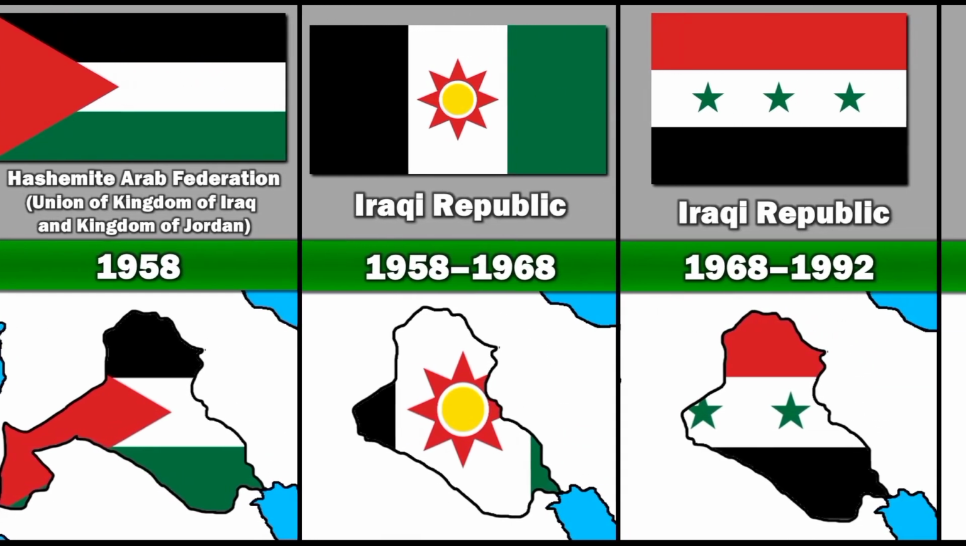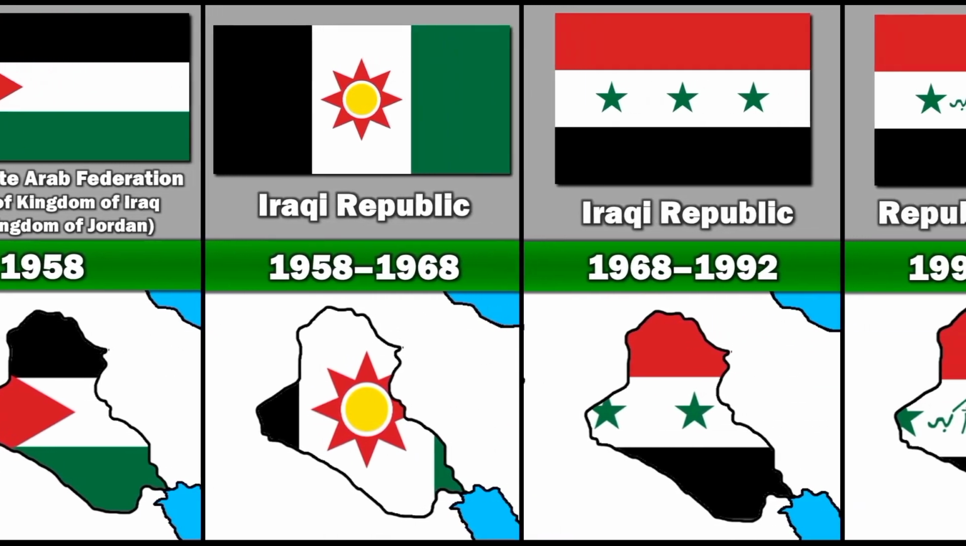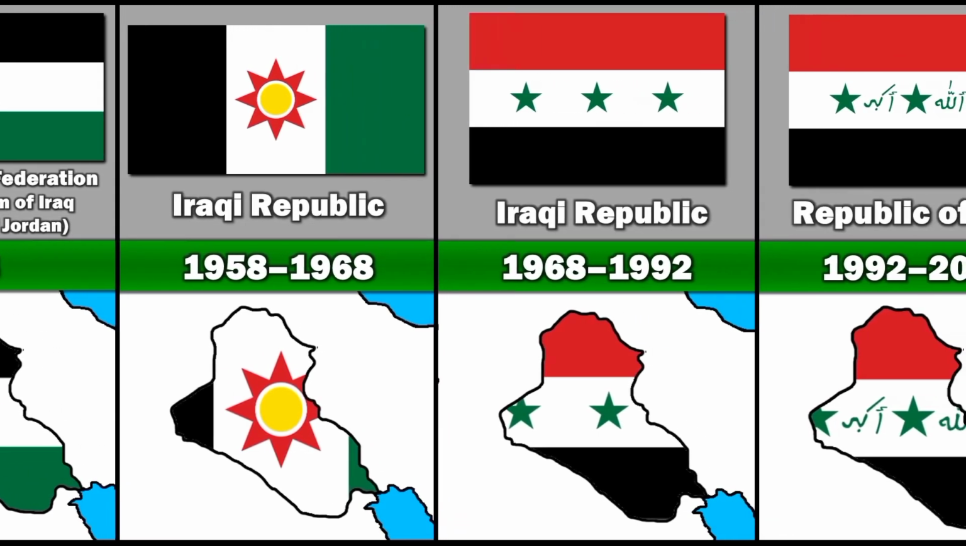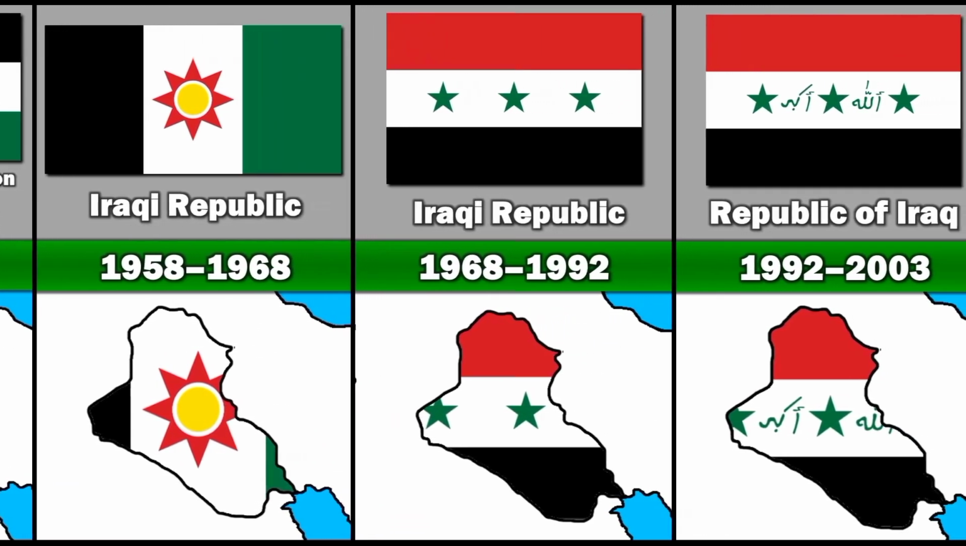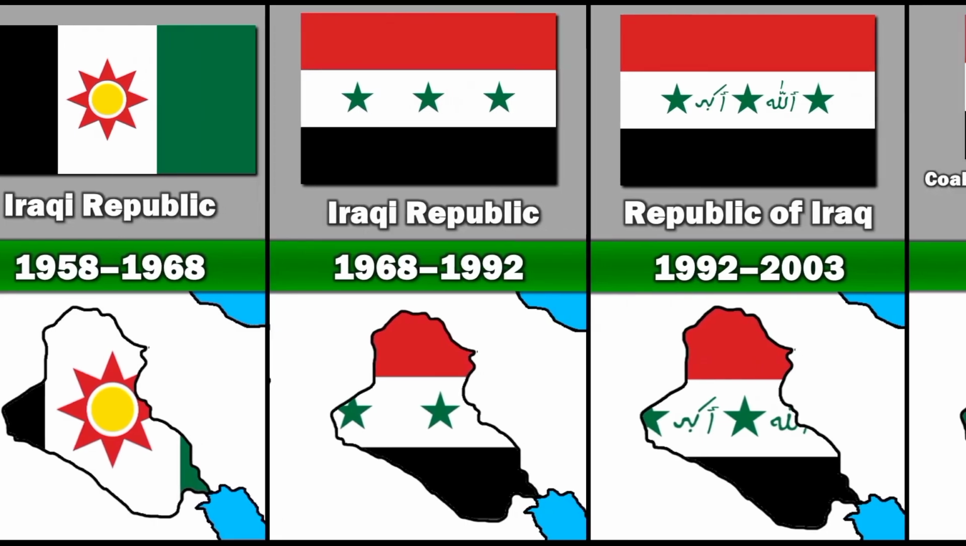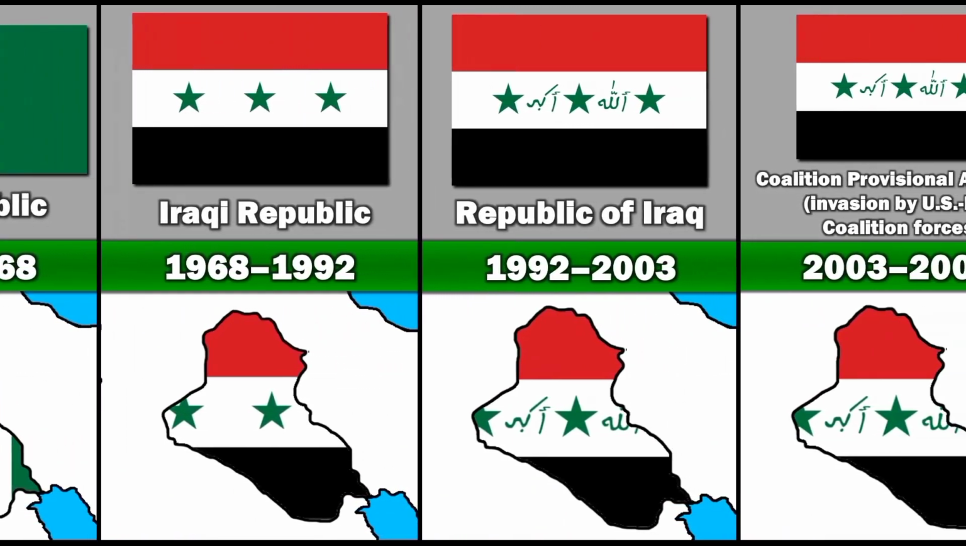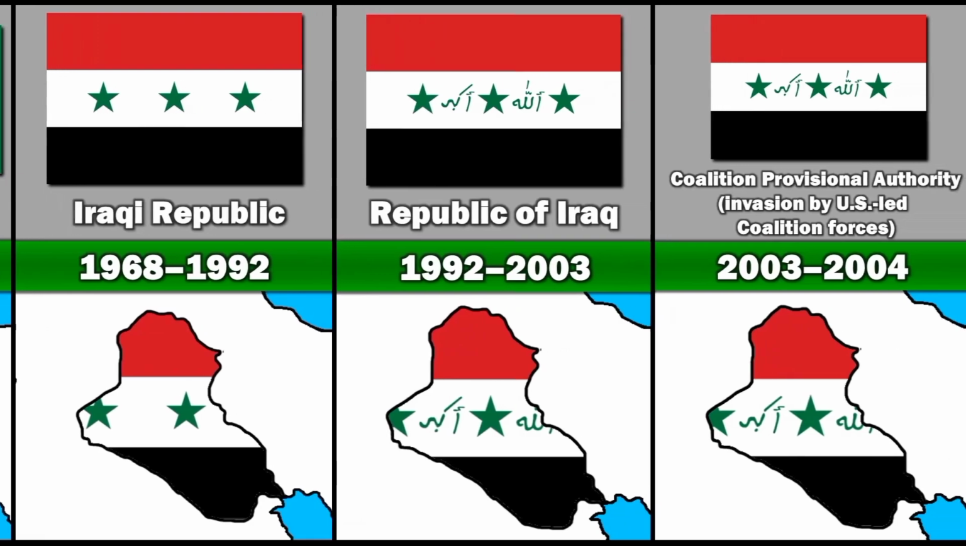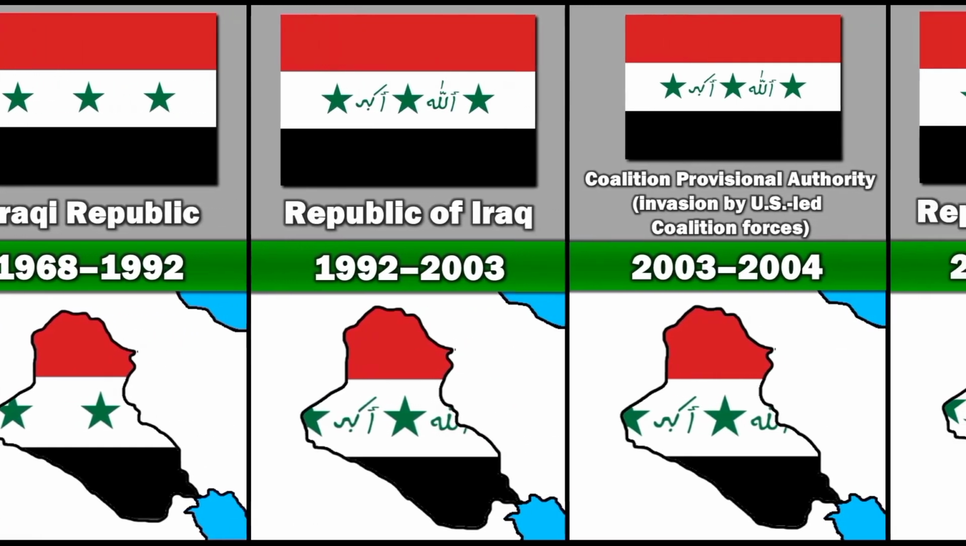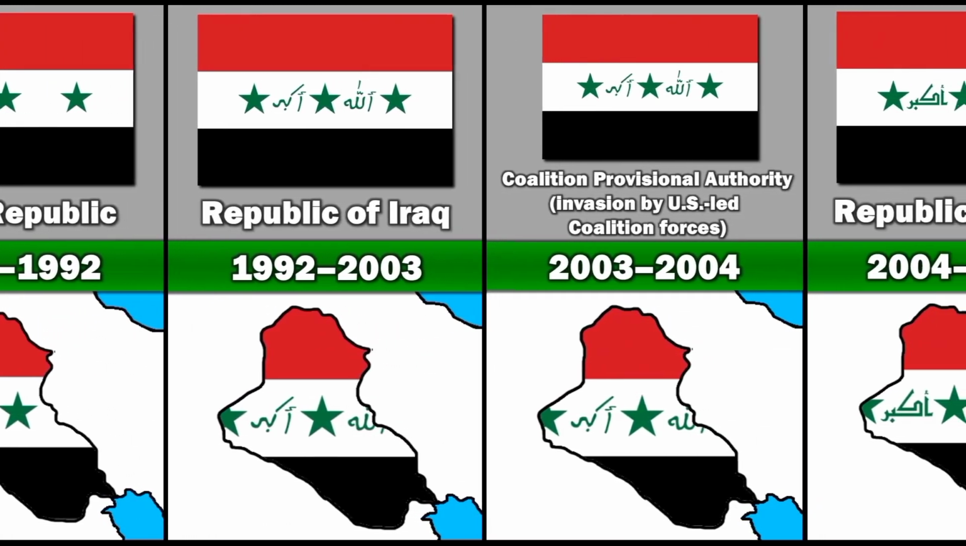Fast forward to 1963, Iraq was under the control of the Ba'ath Party. They introduced another version of the flag, designed to express Arab unity, especially ties with Egypt and Syria. Under Saddam Hussein's rule, the words Allahu Akbar were added, giving the flag a stronger religious element.